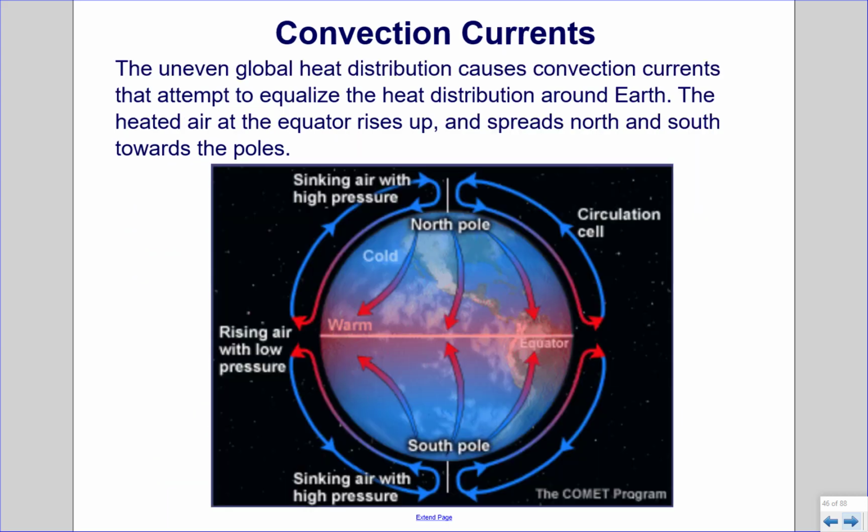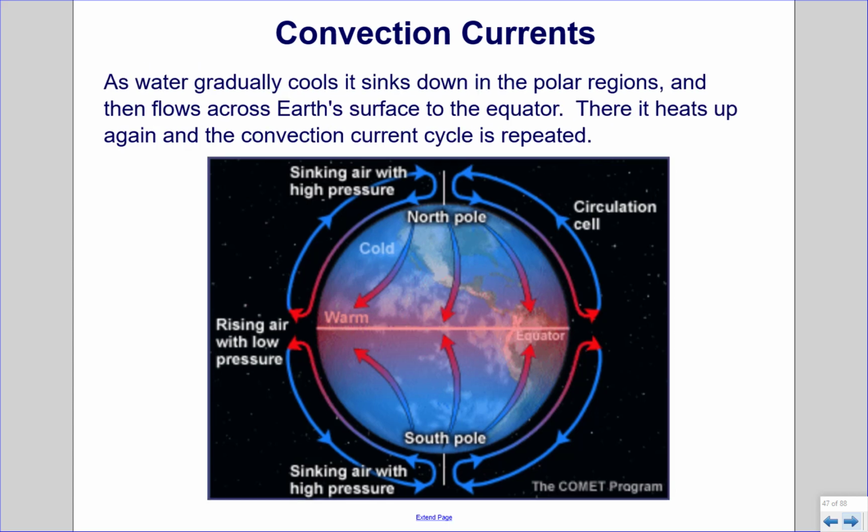Convection currents. The uneven global heat distribution causes convection currents that attempt to equalize the heat distribution around the Earth. The heated air at the equator rises up and spreads north and south towards the poles. As it gradually cools, it sinks down in the polar regions and then flows across Earth's surface to the equator. There it heats up again and the convection current cycle is repeated.